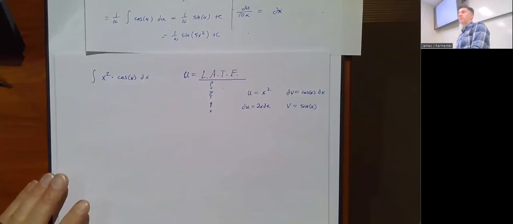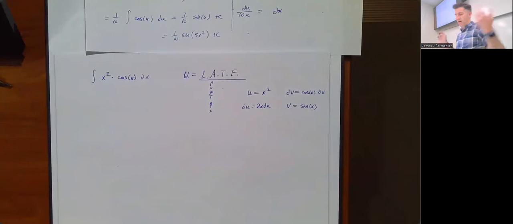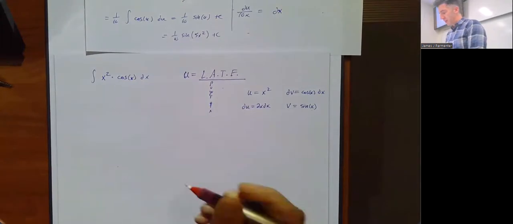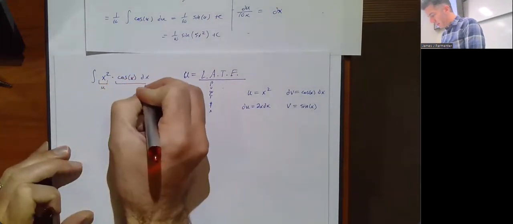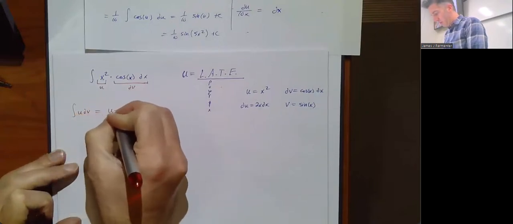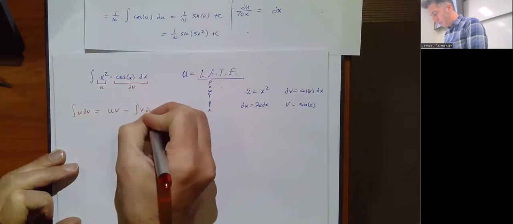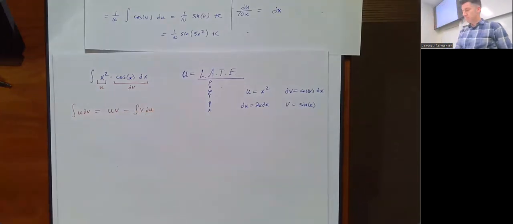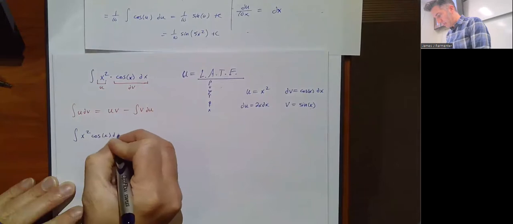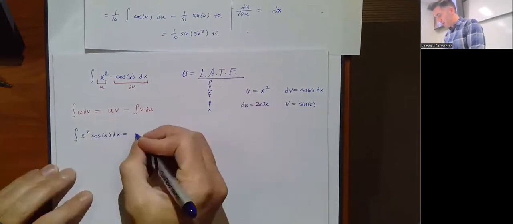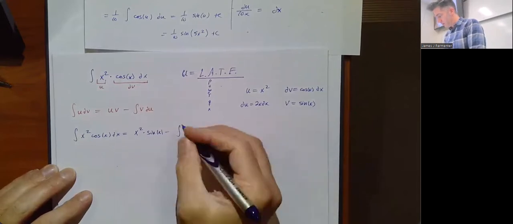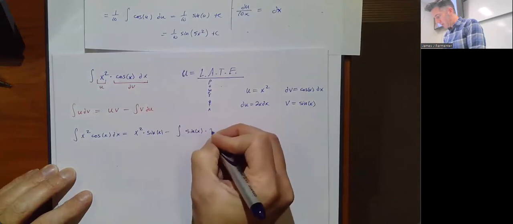And then we have to remember the thing. What was the thing I said last time? Yeah, ultraviolet super voodoo. So, just as a reminder, what we're doing here is we're saying this is u, this is dv, and the integral of u dv is equal to the ultraviolet super voodoo. So specifically, the integral of x squared times cosine of x dx is equal to u times v, so x squared times sine of x, minus the integral of v du, sine of x times 2x dx.